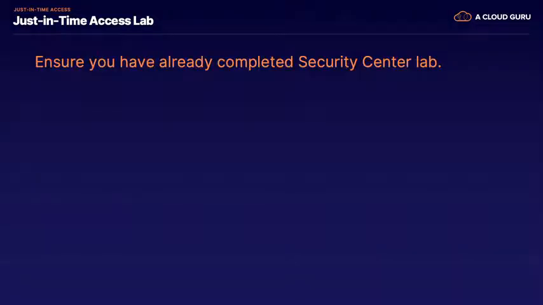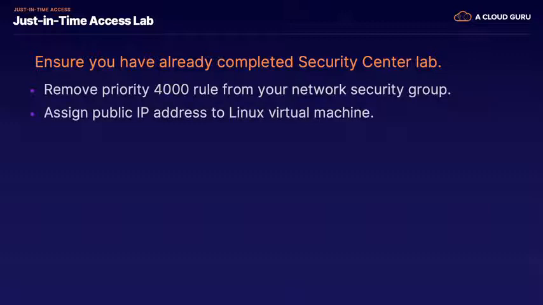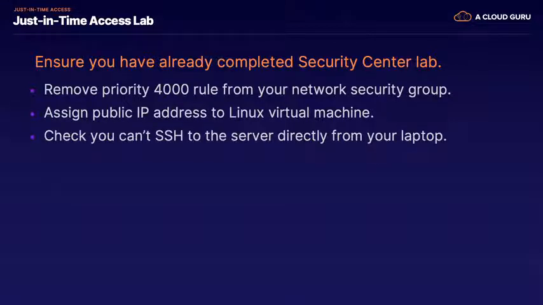Ensure that you've already completed the Security Center Lab. Remove the Priority 4000 rule from your network security group. Turn on your Linux virtual machine and assign a public IP address to it. Check that you can't SSH to the server directly from your laptop.